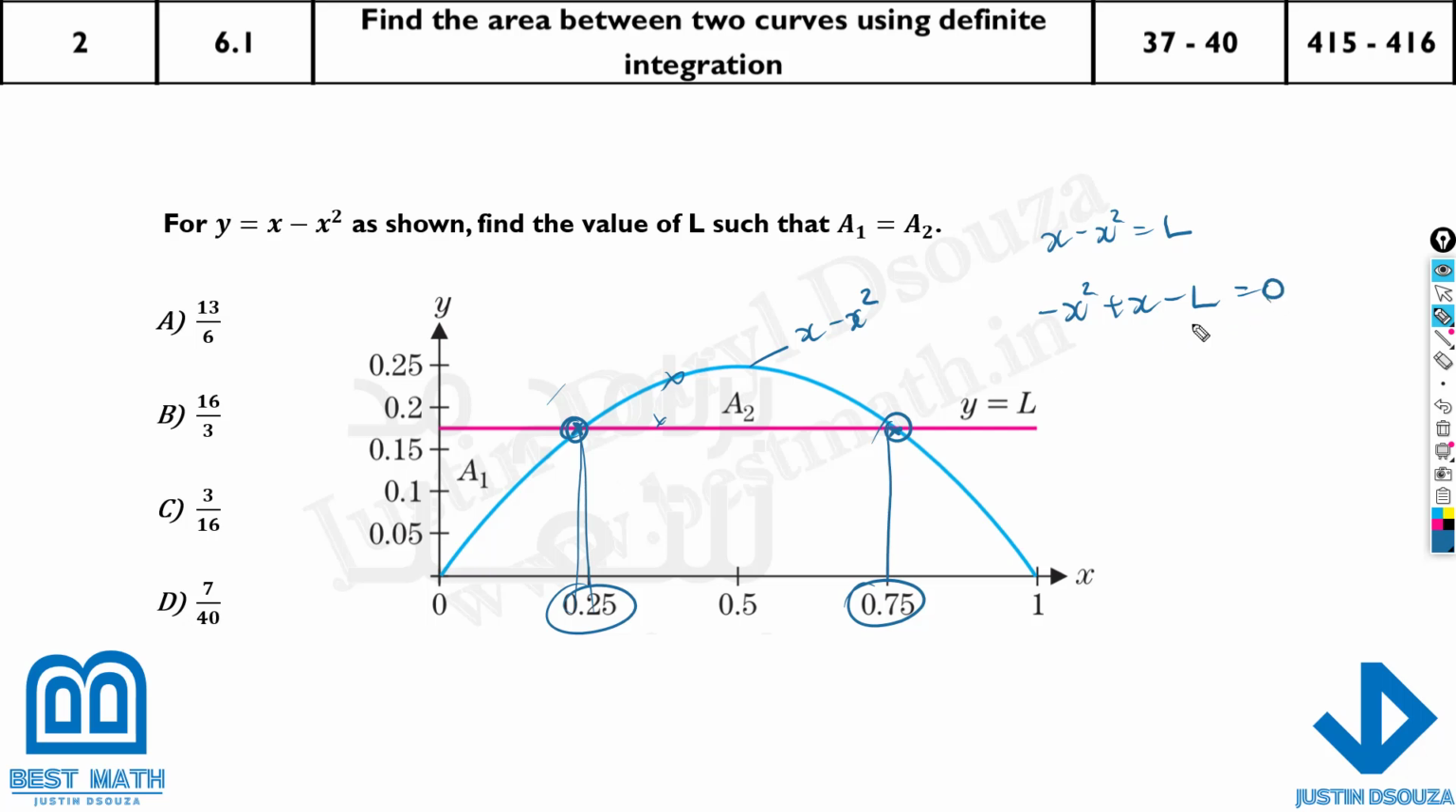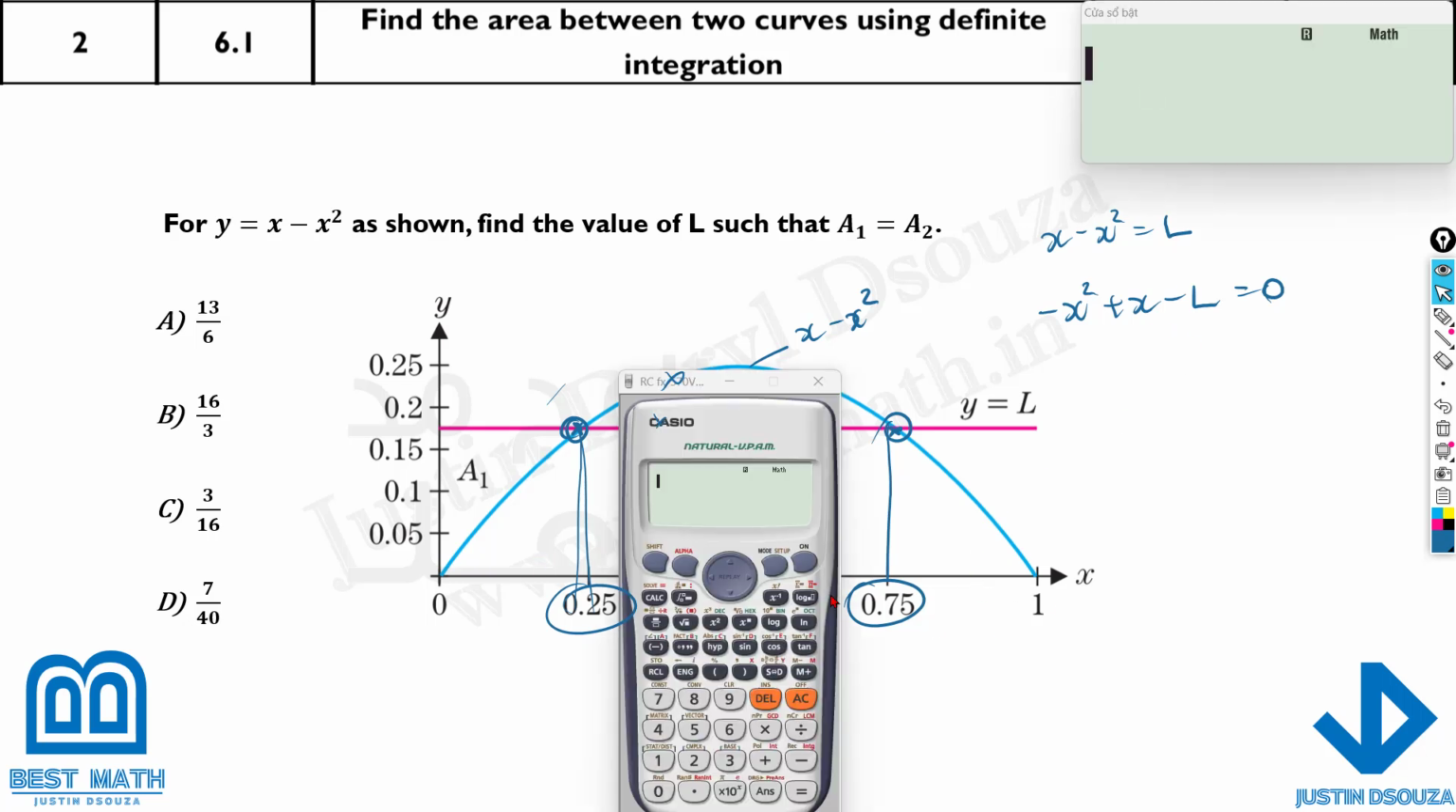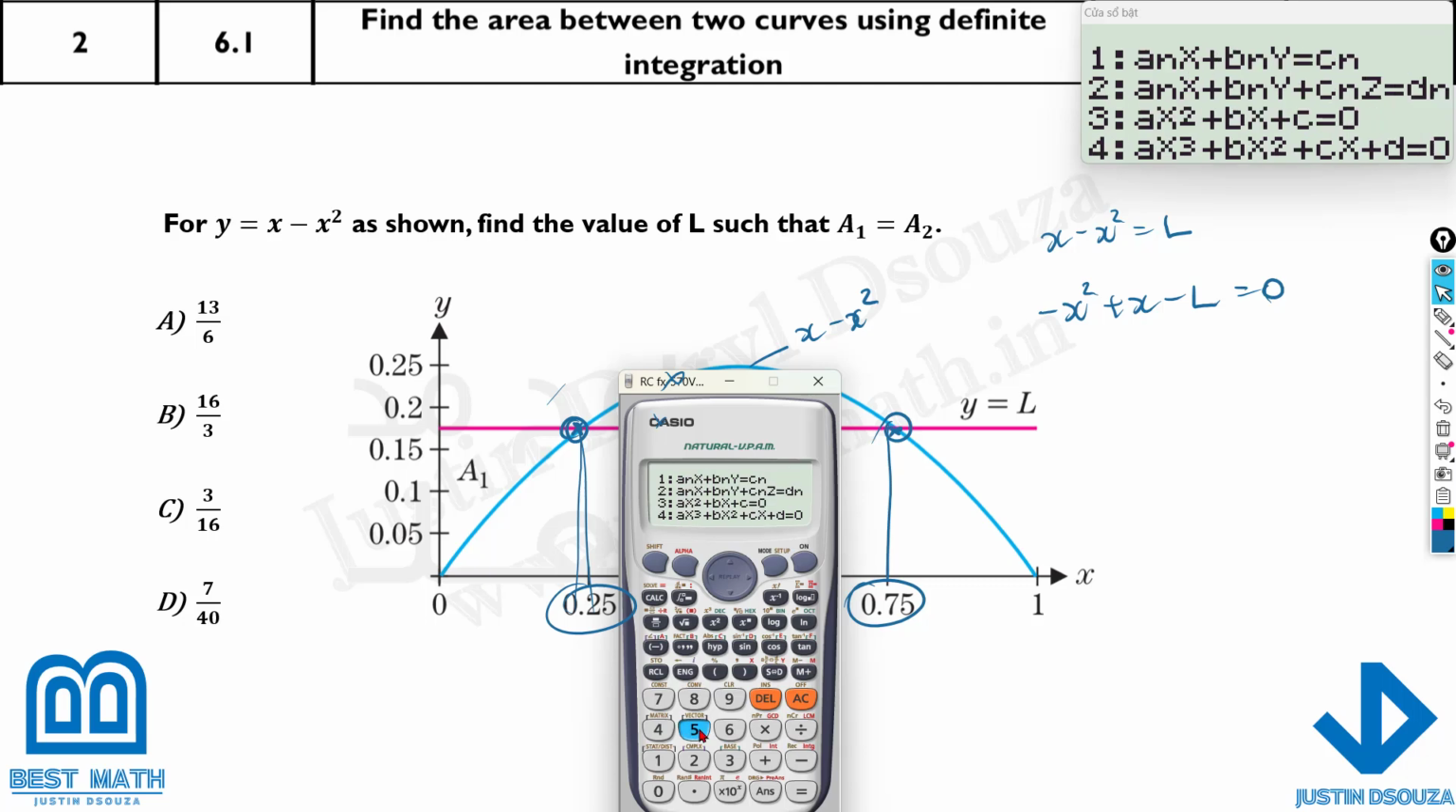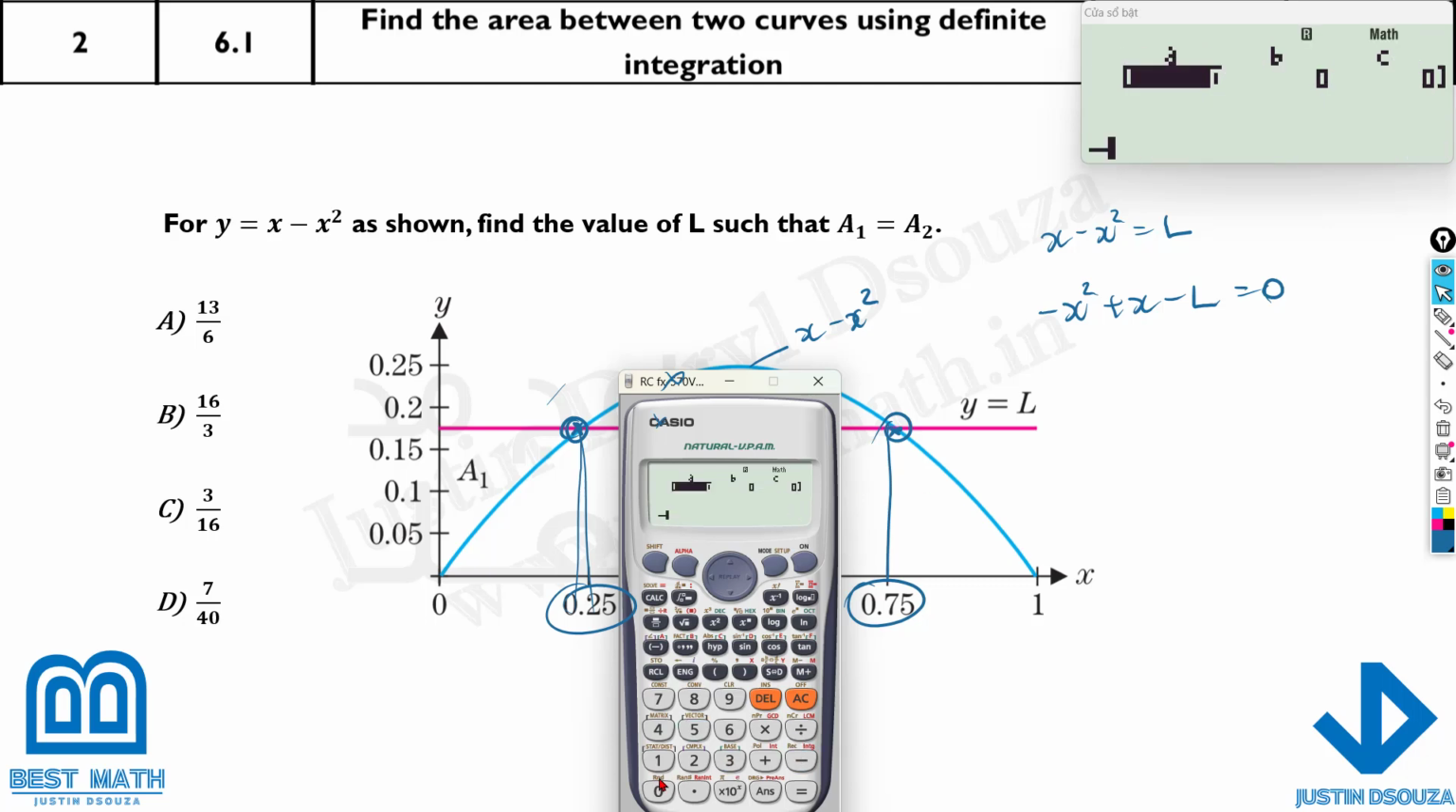Now, we don't know what is L, but we have four options, right? So how about we'll try solving them up and then see which is the most reliable answer. Here we go, mode 5 then 3 because it's quadratic. The first one is minus 1, then we have 1 and minus, let's choose 13 by 6. 13 divided by 6. The answer is imaginary, so that cannot be the answer. So we just ignore that and let's go to the next one. So what about minus 16 divided by 3?